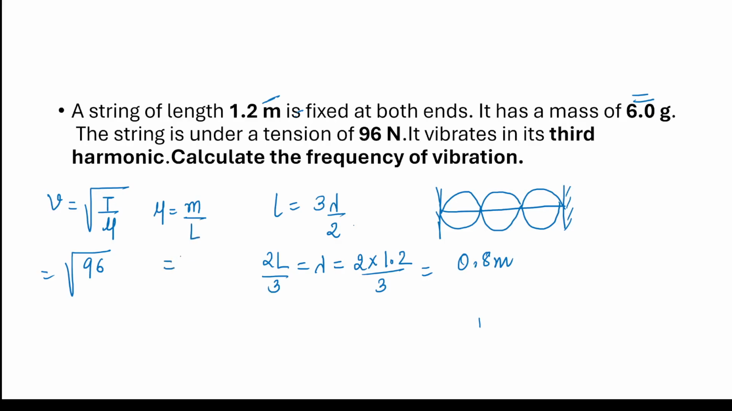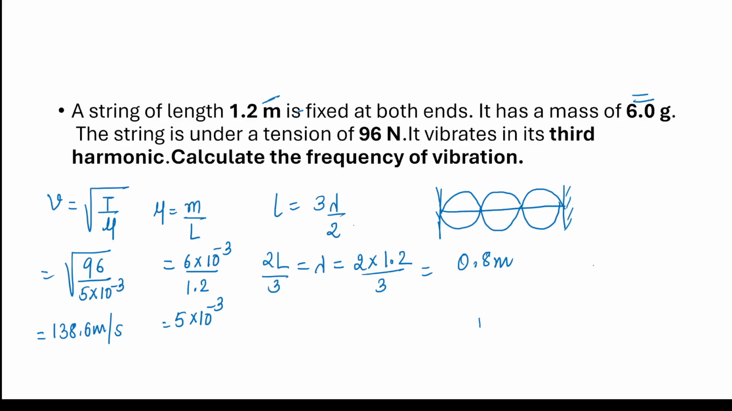So mass is 6 times 10 to the power minus 3. You have to convert this into kg. Yeah, you know that. Divide by 1.2. So that is 1 divided by 0.2 is 10 divided by 2, so 5. So 5 times 10 to the power minus 3 kg per meter. Plugging it here and then solving, I get my velocity as 138.6 meters per second. So got the velocity.